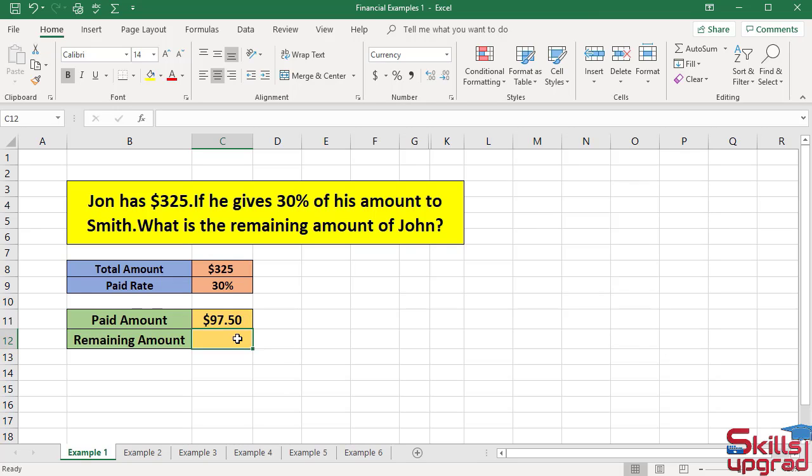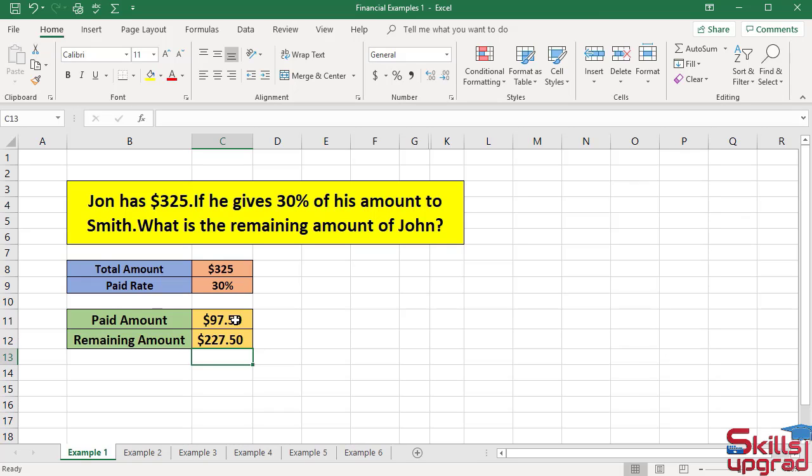Active this cell reference. Subtract the total amount value and paid amount value. Then you will get remaining amount. Enter equal sign. Click this cell reference. Enter subtraction operator. Click this cell reference. Press enter key.